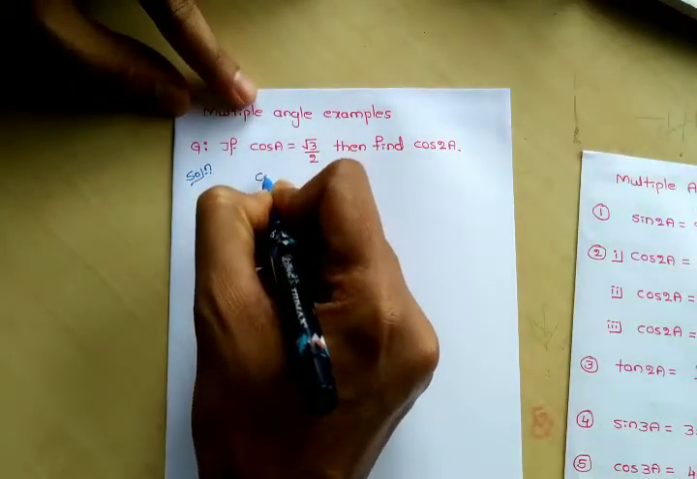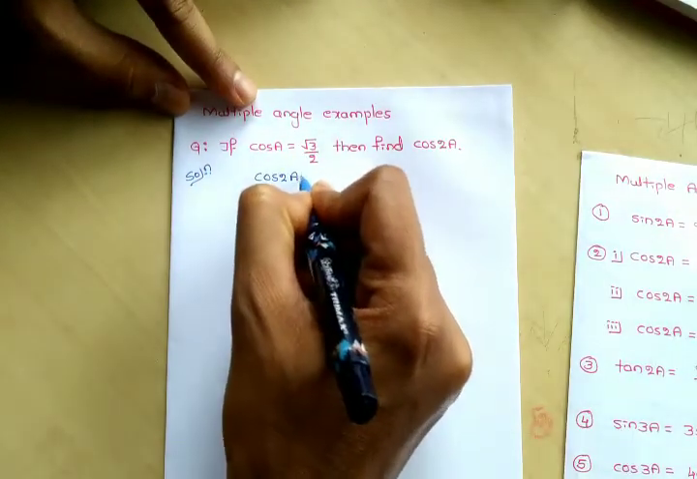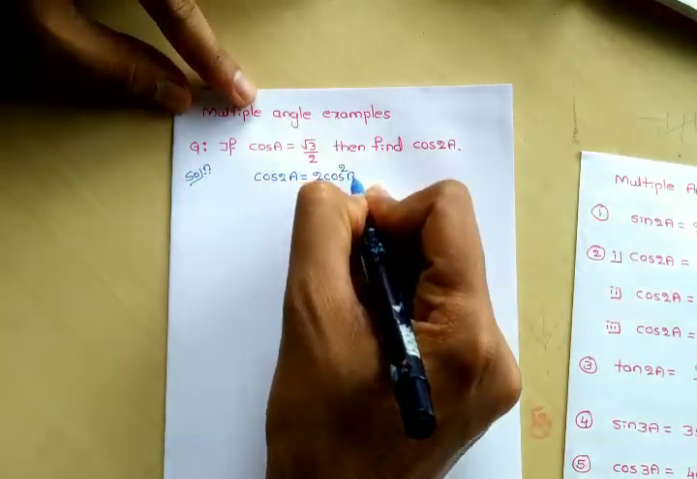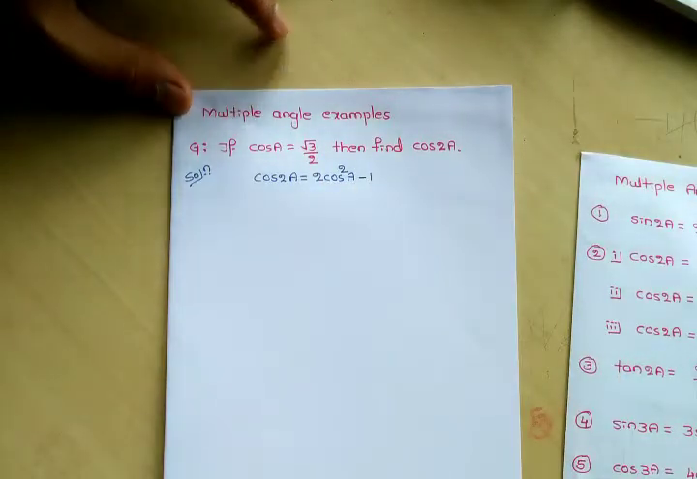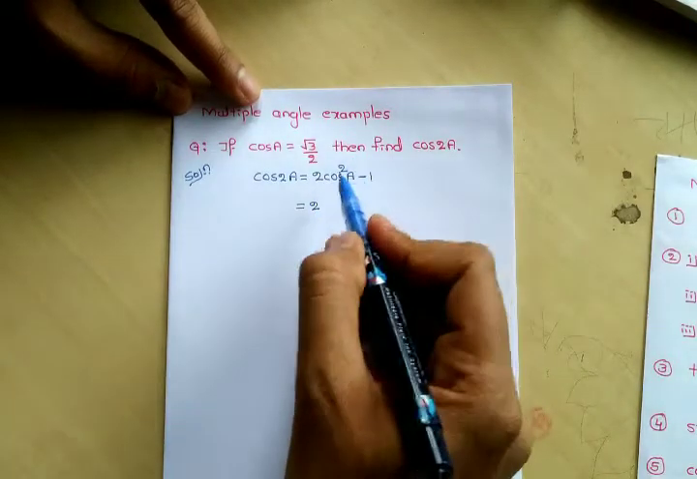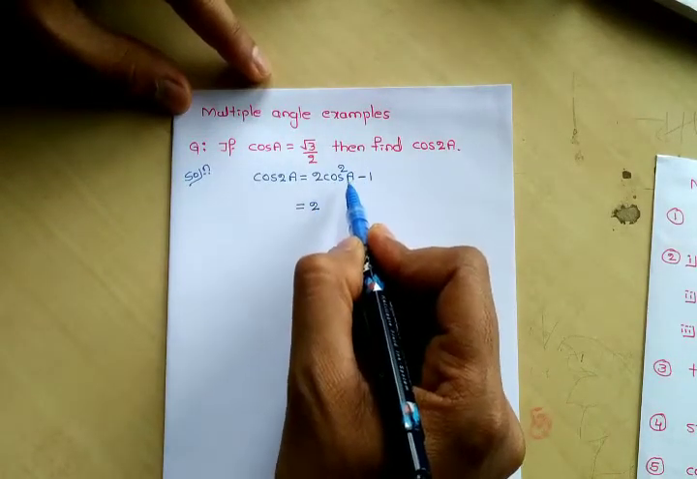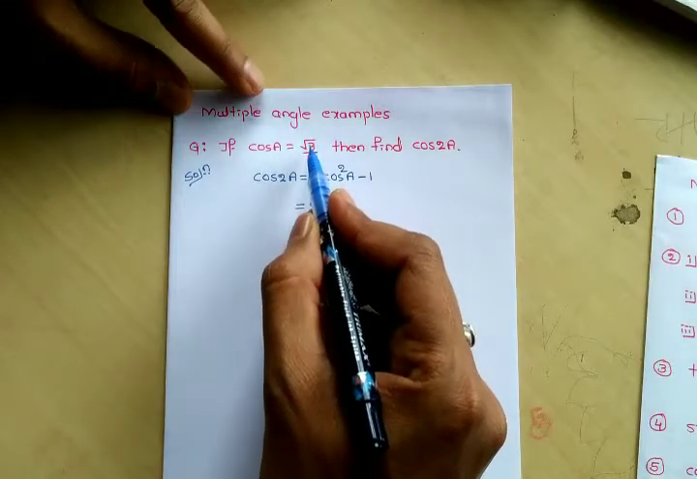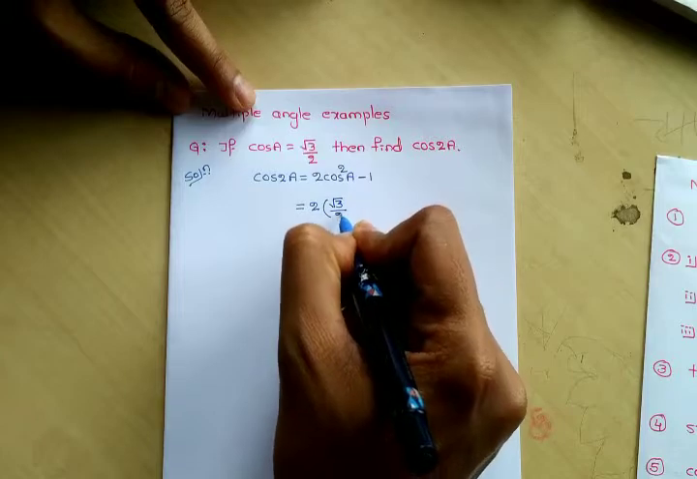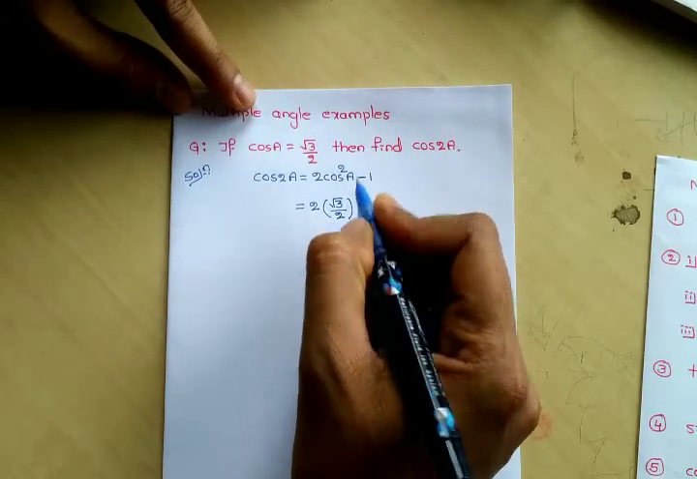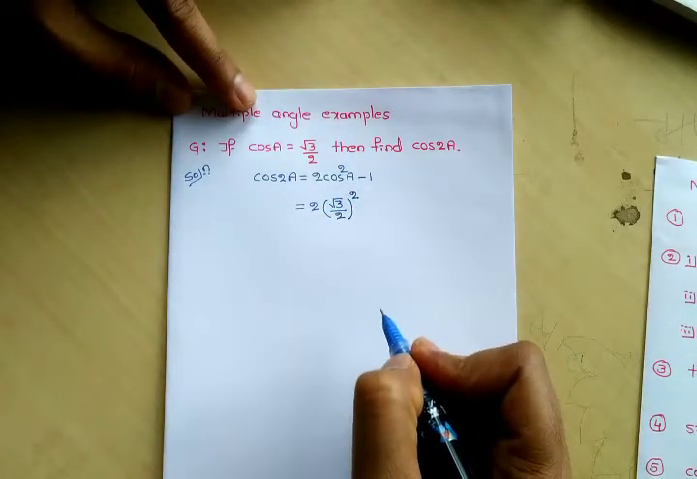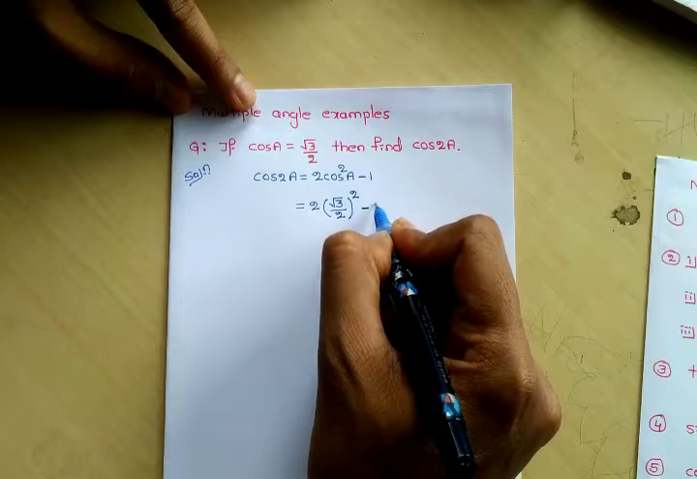First, cos 2a is equal to, what is that formula? 2 times cos square a minus 1, correct? So I am going to keep the 2 as it is. Next I am going to substitute the cos a value. You know the cos a value is root 3 divided by 2. So in brackets root 3 divided by 2. But what is the power of that cos? 2. So the whole bracket squared, minus 1.